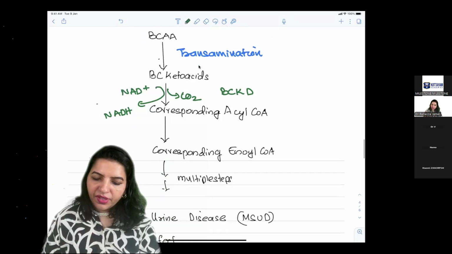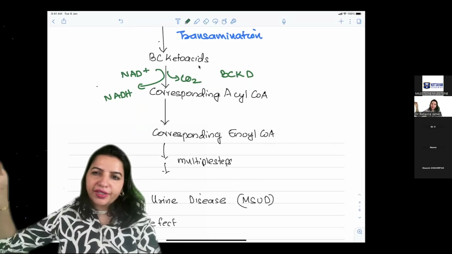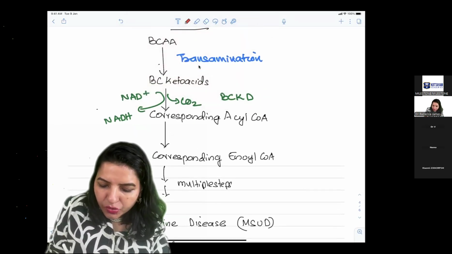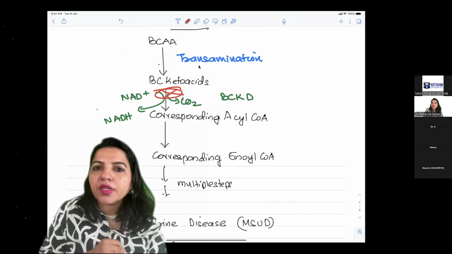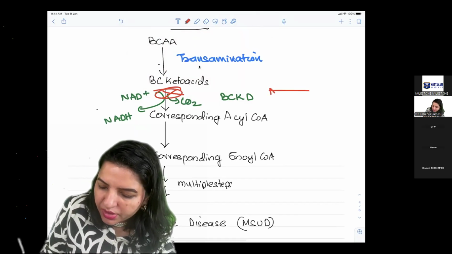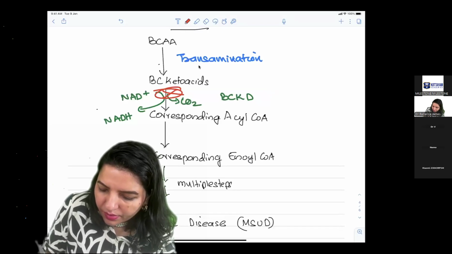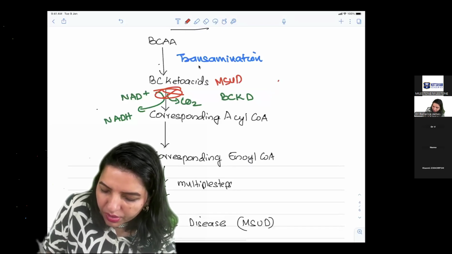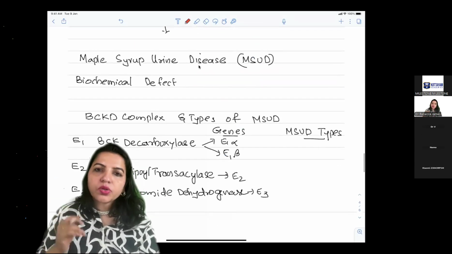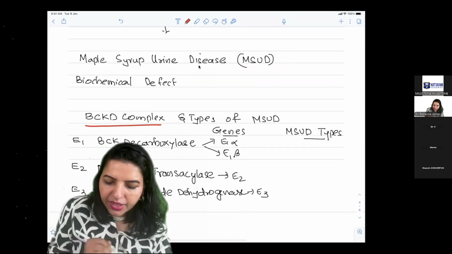Okay. Now it becomes acyl coenzyme A, and later on many reactions you need not learn that. Now we are coming to a defect in this. If there is a defect in branched chain keto acid dehydrogenase, it causes maple syrup urine disease. Maple syrup urine disease, very important. So we are going to learn about maple syrup urine disease. The defect is in BCKD.